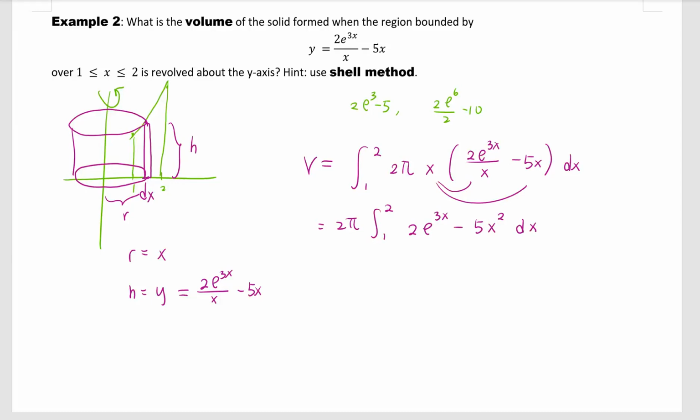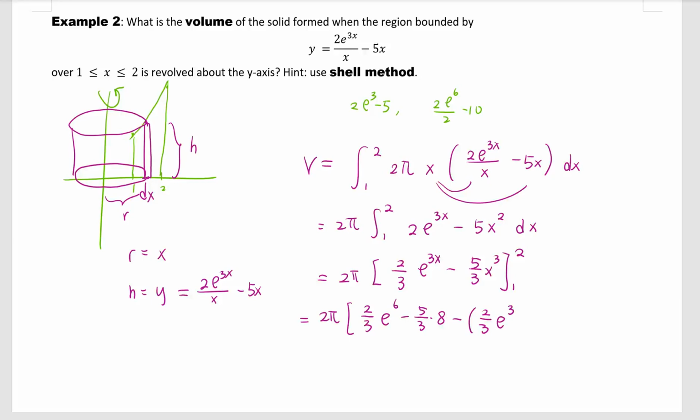So far, so good, everybody. And what happened? Right now, we see we have 2π, and the integral of this guy is 2/3 e^(3x) minus 5/3 x cubed, evaluated from 1 to 2. So we plug in 2, and we get e^6 minus 5/3 times 2 cubed, which is 8. Minus, we plug in 1, so 2/3 e^3 minus 5/3.